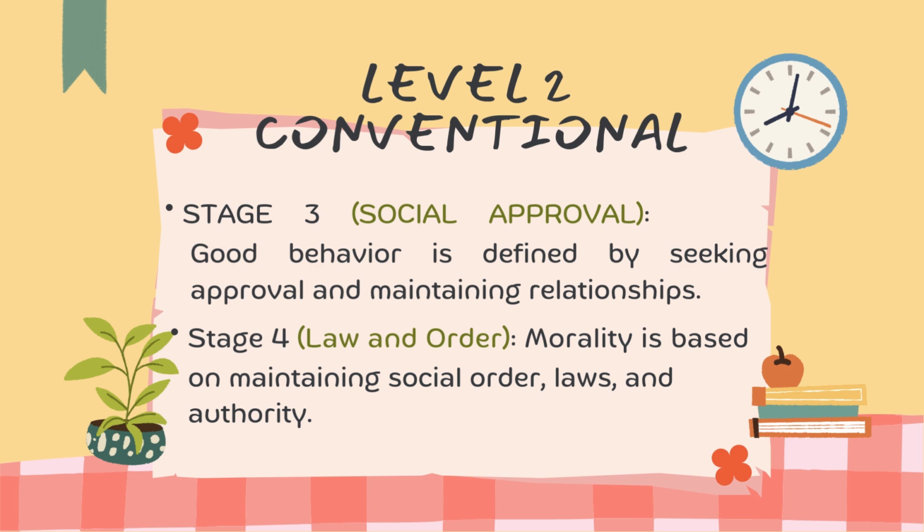Adolescence is the period of establishing identity and the intense need for belonging. That is why stage 3 is social approval. Imagine your main goal is to be liked by your friends and get approval from your family. In this stage, a moral decision is right if it pleases others and maintains immediate close relationships.